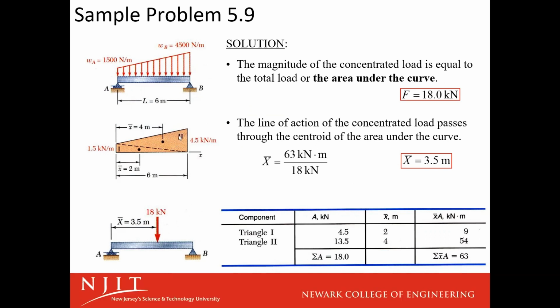For our second area, 1/2 base times height, 1/2 times 4.5 times 6. We're going to get 13.5 for the area of our second triangle. The magnitude of our force is going to be the area under that curve. So the magnitude of our whole force is going to be the summation of these. The summation of areas is going to be 18 kilonewtons, right?